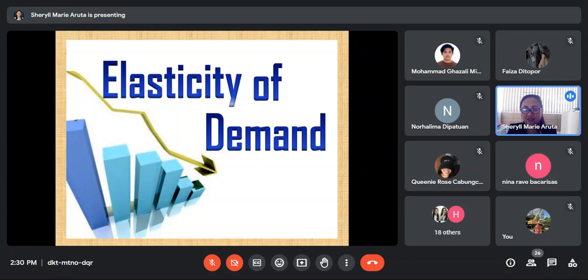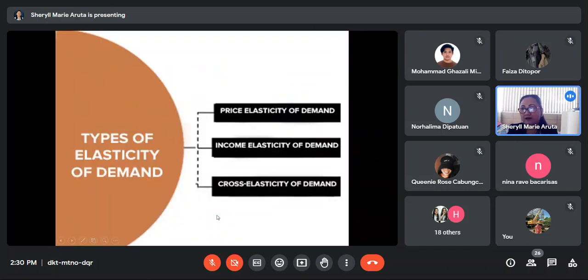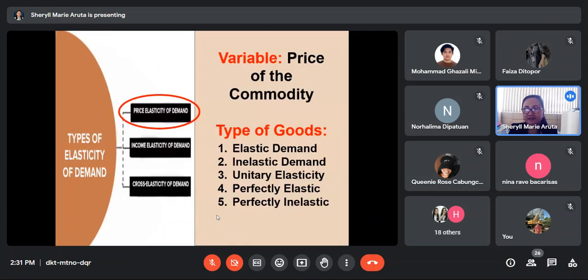This is just a review on our end, since it's already quite some time na nahuman nato atong discussion relative to the topic elasticity of demand. So just a review, no? Type of elasticity of demand, we have learned that there are three types of it. We have price elasticity, income elasticity, and cross elasticity.